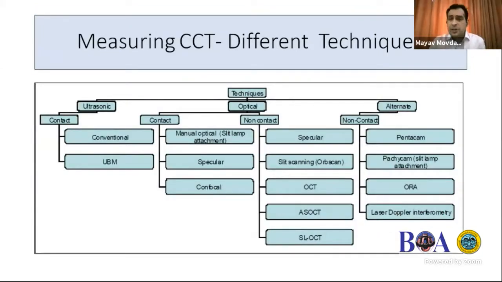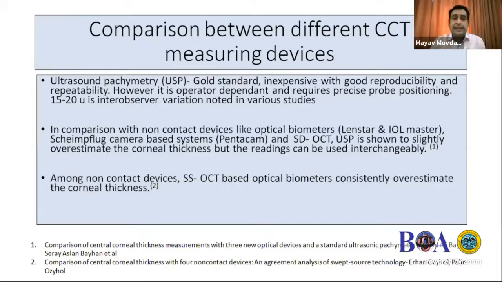There are different techniques by which we measure central corneal thickness. Gold standard is the conventional or contact ultrasound pachymetry. There are also other non-contact methods, OCT, Pentacam, etc. We just look if there's any difference. As I said, ultrasound pachymetry is gold standard, inexpensive, with good reproducibility and repeatability. However, it is expert operator dependent and requires precise probe positioning. Studies have shown almost a 15 to 20 micron inter-observer variation. In association with this, you also have non-contact devices like optical biometers and Scheimpflug camera-based systems like the Pentacam, which also give very good reliable corneal thickness measurements, however slightly overestimated, but can be used interchangeably.